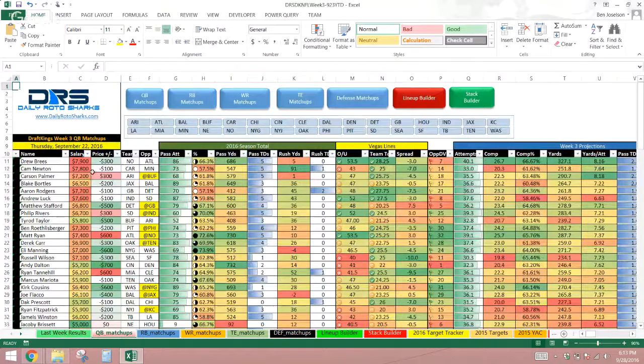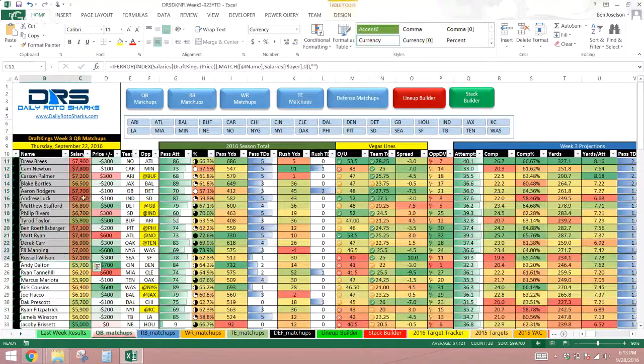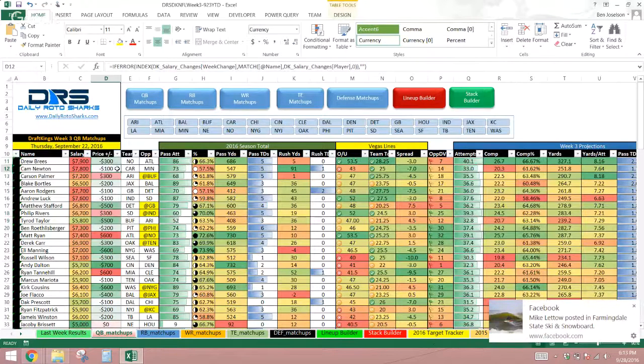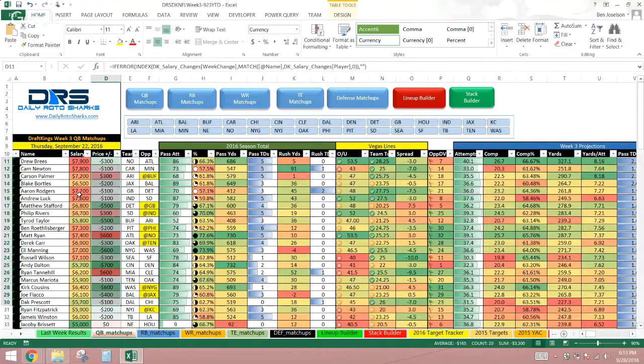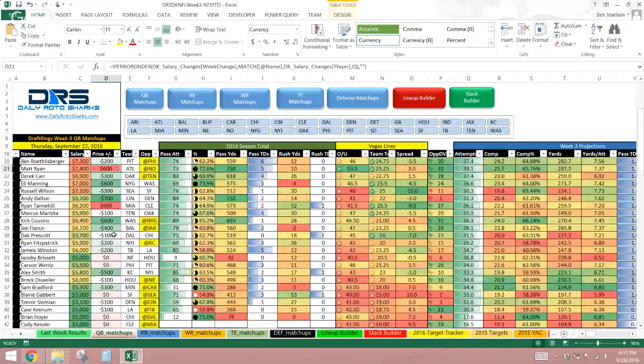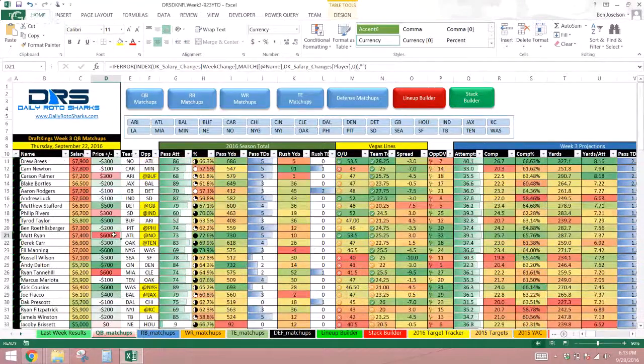And what we have is the salary of the player, how much they cost, and then the difference from the week before. So what this is showing you is Drew Brees, his price went down from week 1 to week 2 by 300. Newton's went down by 100, and Carson Palmer's went up by 300. This is good to know based on what the player's salary was the week before. It's not very important, but you'll want to know if someone's price is dropping or increasing by a lot.